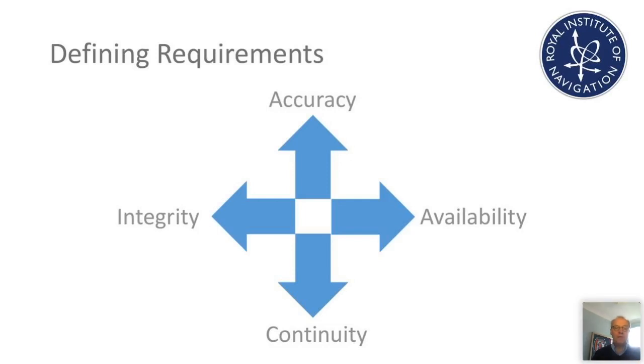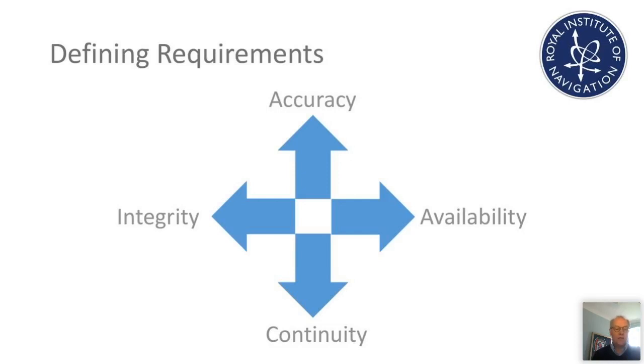Here are 4 parameters that are extremely helpful in bounding and defining requirements for a positioning, navigation, and timing system. At the top there, accuracy, so the reported position versus the true position. On the left, integrity, which is a measure of trust. It can also be a measure of timeliness of any warnings.